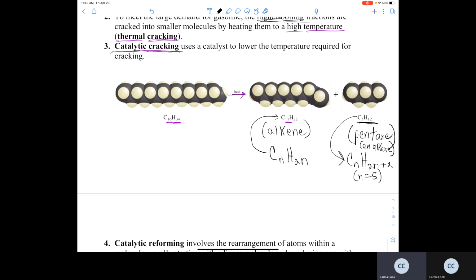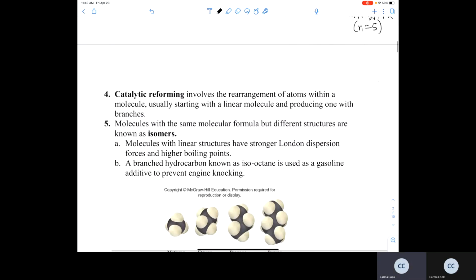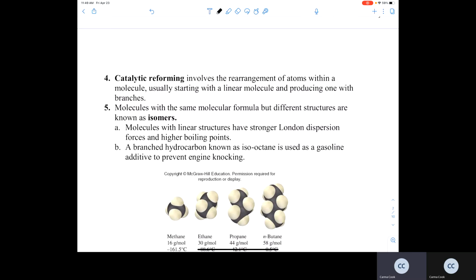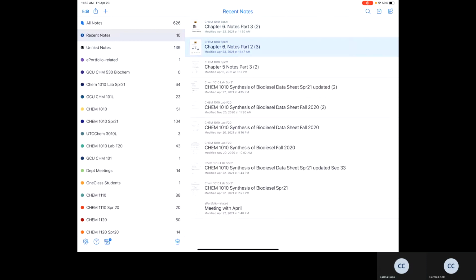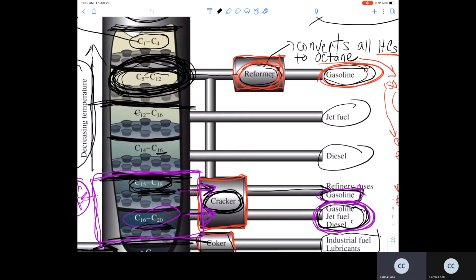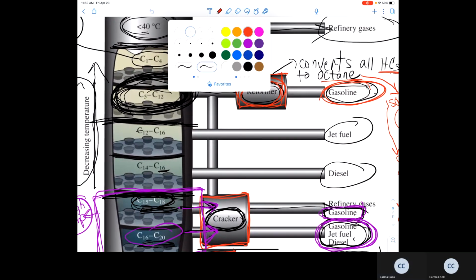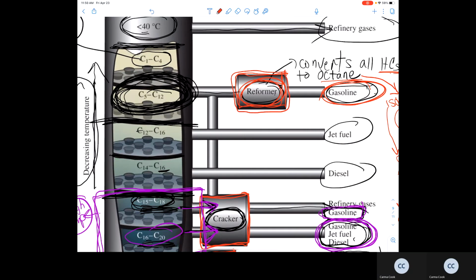And so catalytic reforming using a catalyst is going to involve the rearrangement of atoms within a molecule. So reforming takes place in the upper part of the distillation column. And so hydrocarbons with between 5 and 12 carbons will be in this upper region of the distillation tower.